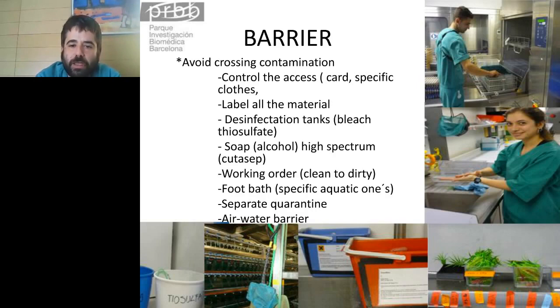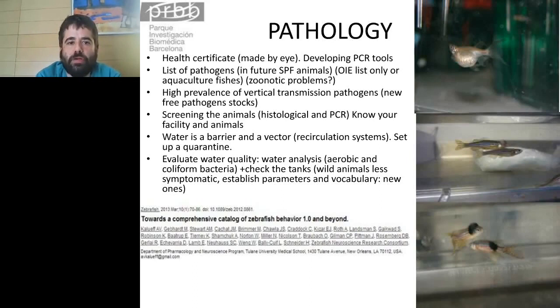So if you have problems, you have to check your health status and avoid having more infection and try to remove these pathogens from your facility. So you can have different controls, make certificates, use PCR tools, or just try to make a history of the strain or the different facilities from which you have received new animals.